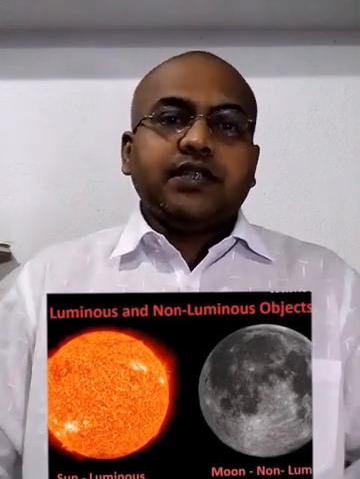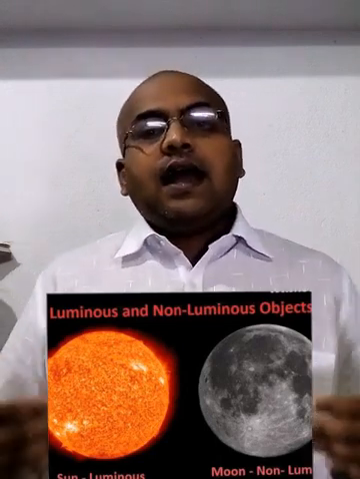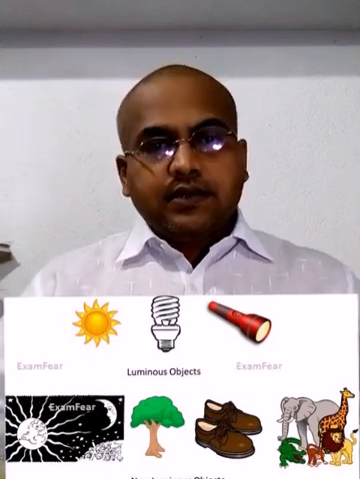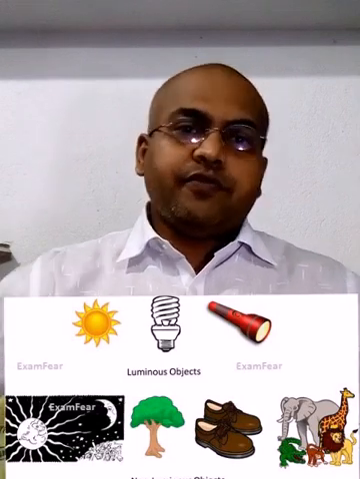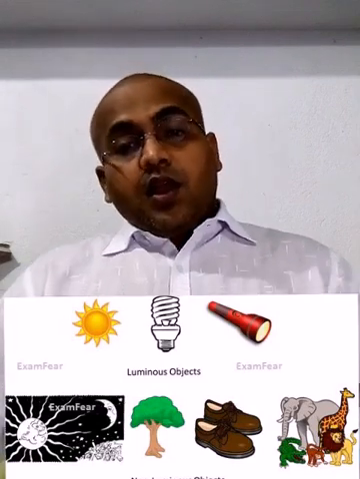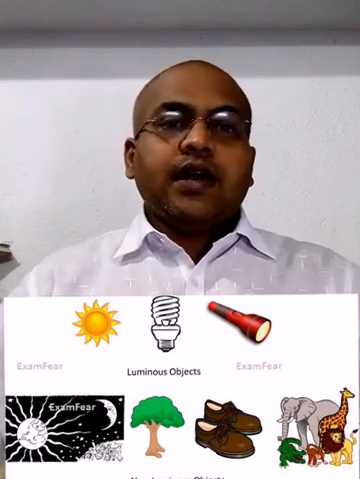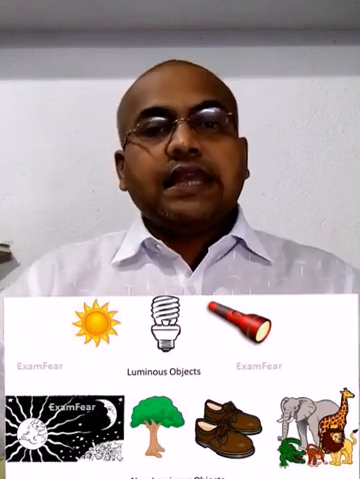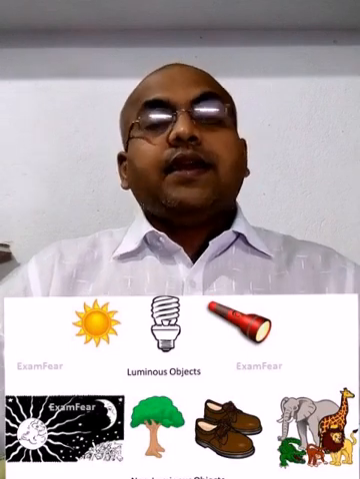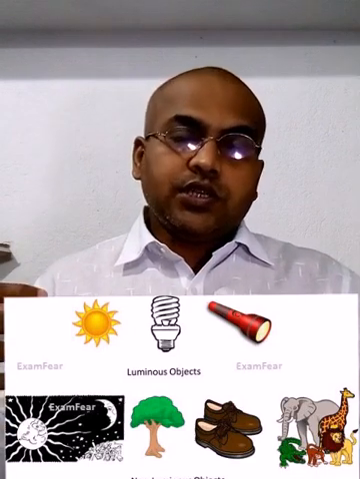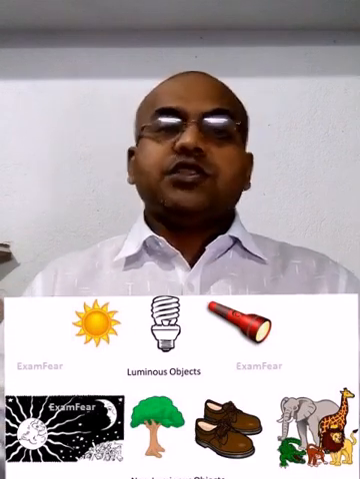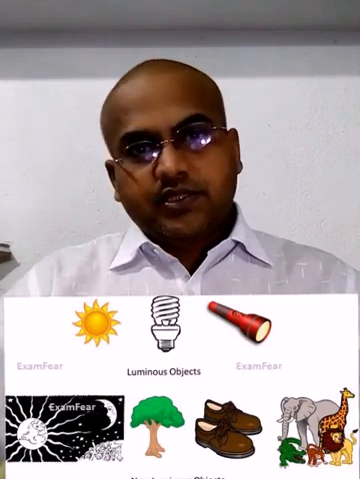The best example is the sun. The sun and the stars have their own light and they emit light into the surroundings, and with the help of that light we are able to see different types of things. Luminous objects also include some other objects, like a candle, a torch, or an electric light, like the light which is chargeable by electricity.